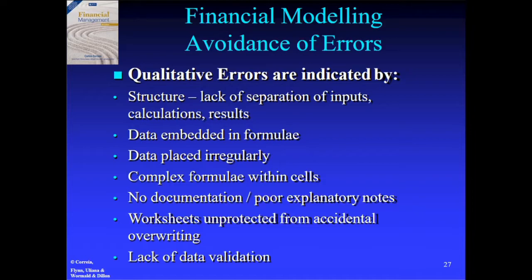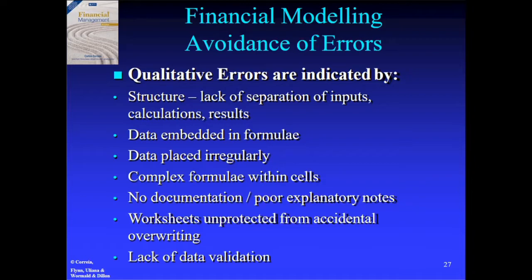There can also be complex formulas within cells. Whilst it may not be possible to avoid complexity in relation to the use of functions, formulas should be simplified as much as possible by, for example, creating separate intermediate calculations in separate parts of the worksheet. A complex formula increases the potential for errors if changes need to be made to a formula at a later stage. No documentation or poor explanatory notes can also result in qualitative errors.